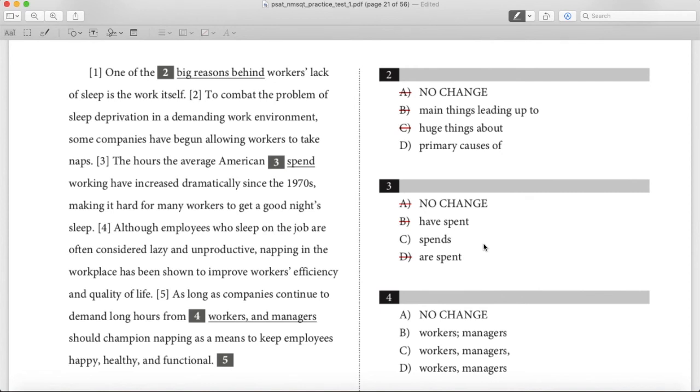A little bit tricky there. But follow that formula, right? Find the subject. Find out if the subject is singular or plural. And then test the answer choices depending on whether you need a singular or plural verb. And then you'll get the right answer.